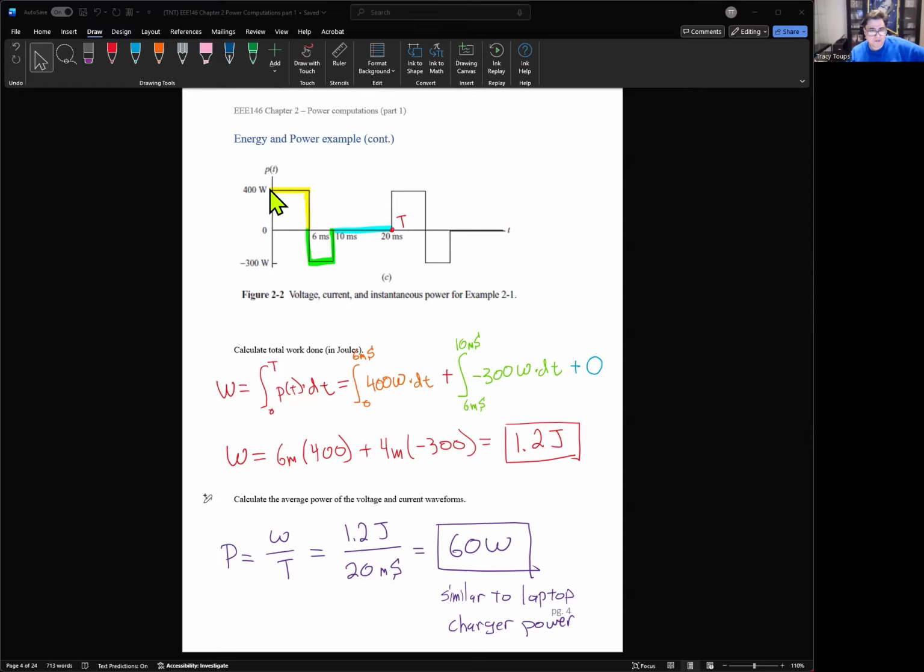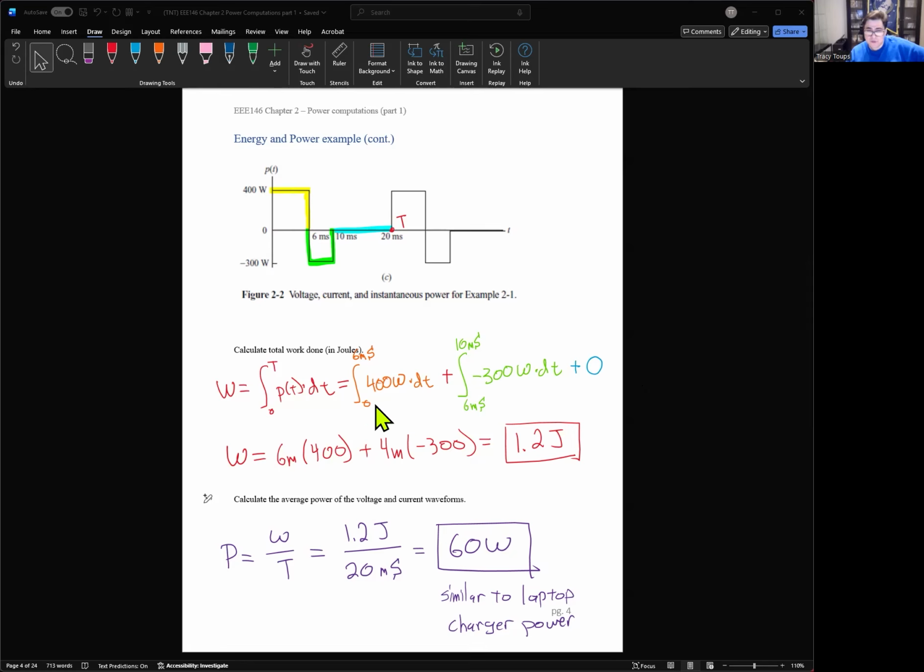We have 400 watts between 0 and 6. We get negative 300 between 6 and 10. And then we get 0 between 10 and 20. So we need to split this up into 3 integrals. Because remember, with integrals you can always split them up with addition and subtraction, not multiplication.